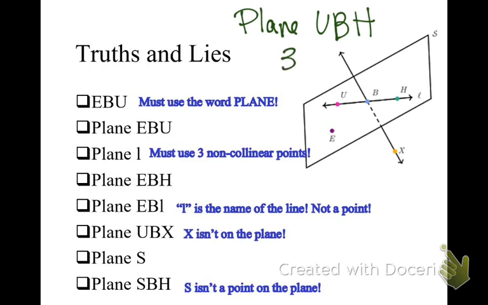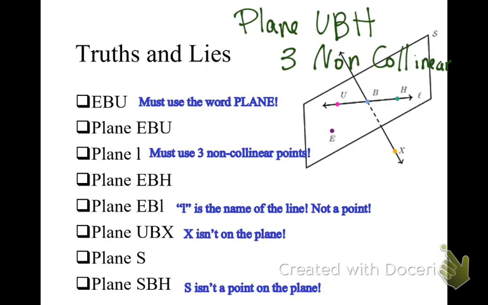Because remember, they have to be 3 non-collinear points, so 3 points that are not on the same line. So U, B, and H, they are on the same line. Does that make sense? They're one of the only combinations you couldn't do. You could do plane EUB, UEH, UEB, and so on and so forth. You just can't do these 3 together. Does that make sense? Because they're on the same line. All right, so that's a plane.